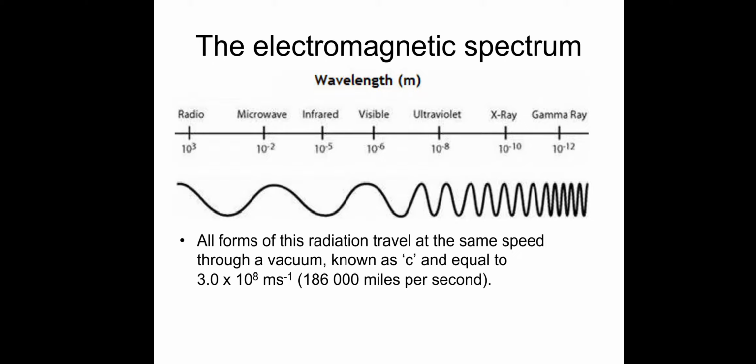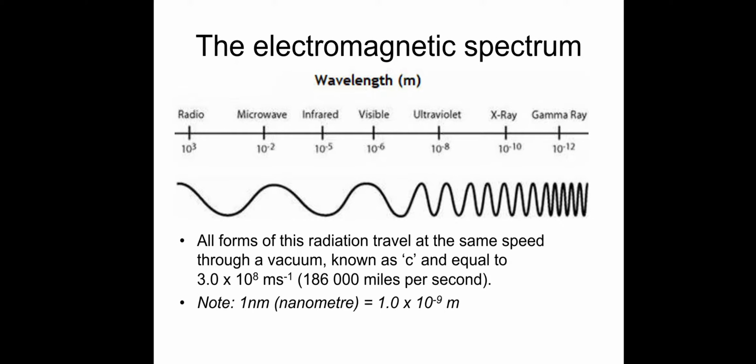So all forms of this radiation travel at the same speed through a vacuum known as C, and it's 3 times 10 to the 8 meters per second. Interestingly, just to get a bit of perspective, it's 186,000 miles every second. So compared to the world that we live in, it's incredibly fast.